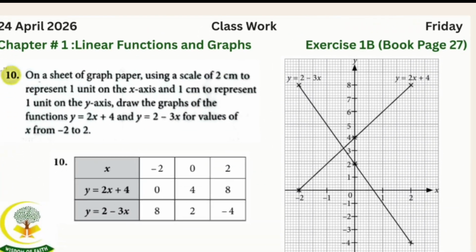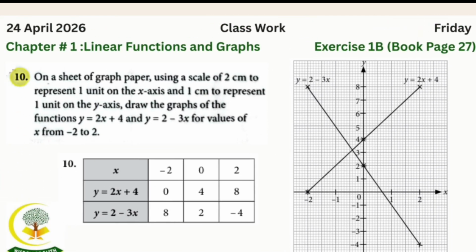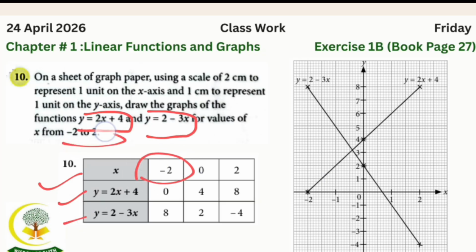Moving on, linear functions and graphs. Question number 10, and a very, very easy question. y is equal to x plus 4 and y is equal to minus 3x. So that's why we have two lines here, because we have two different values of y. Clear? So what is the value of x here? Minus 2, because it's given in the question. So this is the first value.